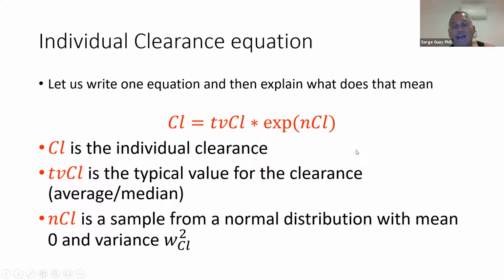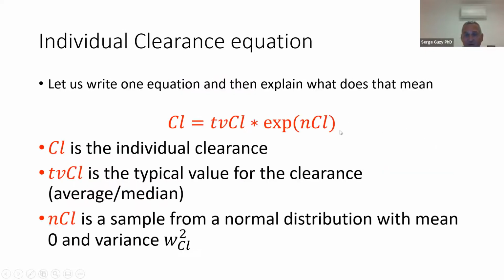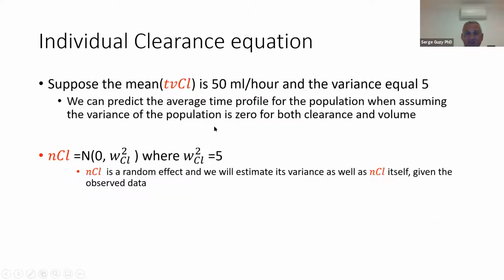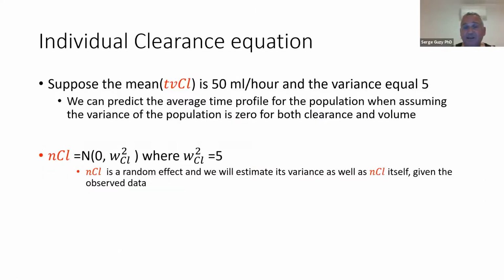Now you are going to ask me, why did I put this exponent? Let's talk about that now. Suppose that I have a mean, TVCL, of 50 milliliter per hour, and the variance equals 5. We can predict the average time profile for the population when assuming the variance of the population is 0. In other words, if I put 0 here for NCL, exponent 0 is 1, and then I'm getting the average. NCL, which is also called eta in other software, is the random effect for the clearance. If it's 0, then I'm going back to the average clearance.